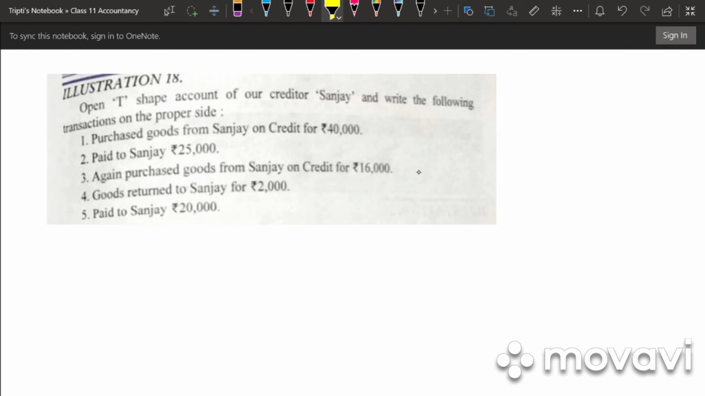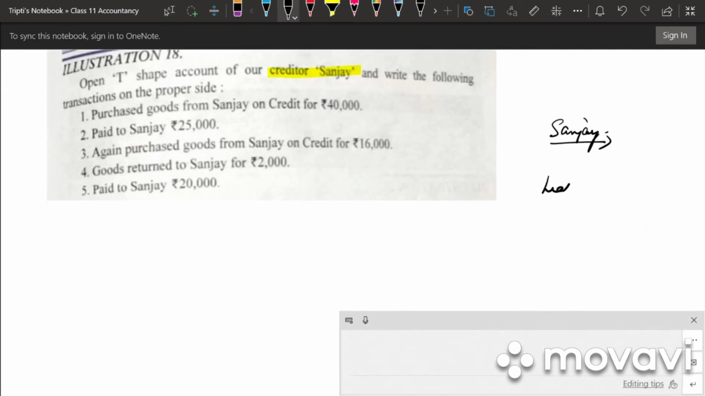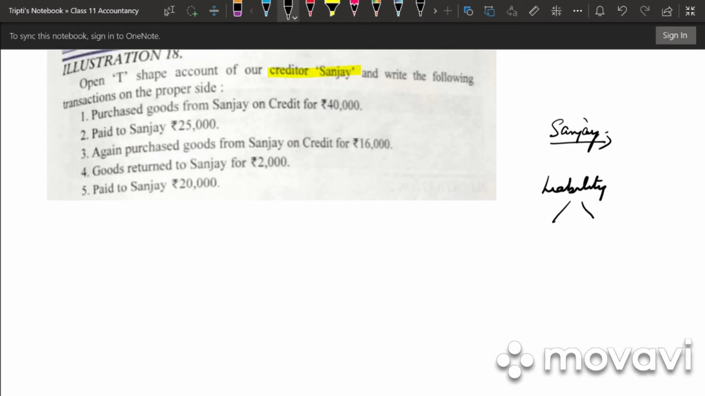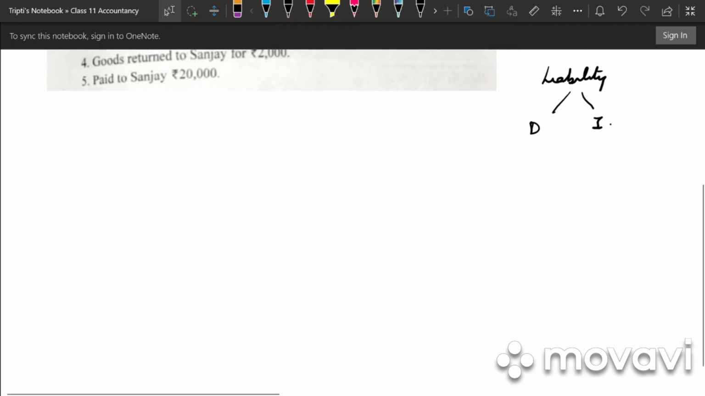Open T-shape account of a creditor Sanjay and write the following transaction on the proper side. So in this we have to prepare a creditor's account whose name is Sanjay. So what is the nature of creditor? It is a liability. So what is the rule for liability? Any decrease will be on the debit side and any increase will be on the credit side.